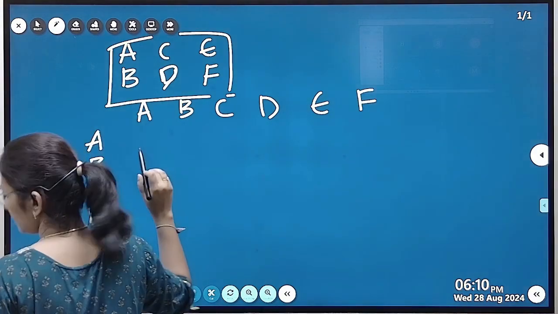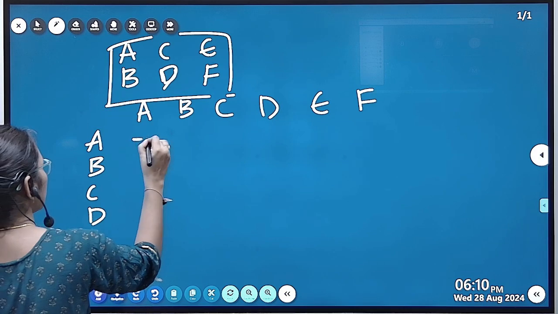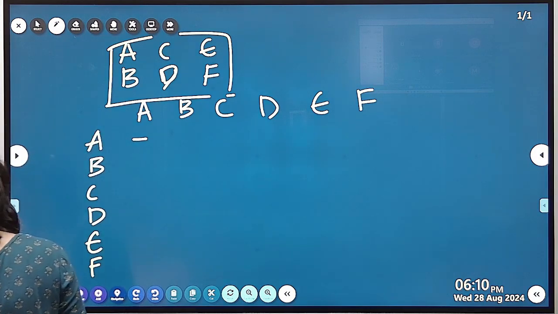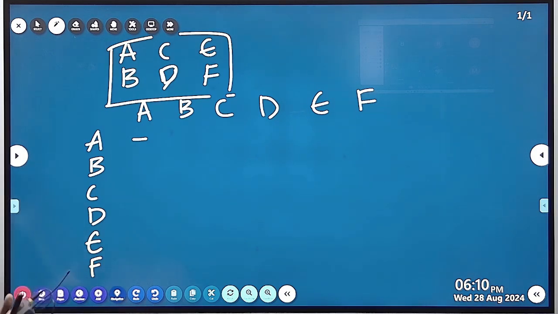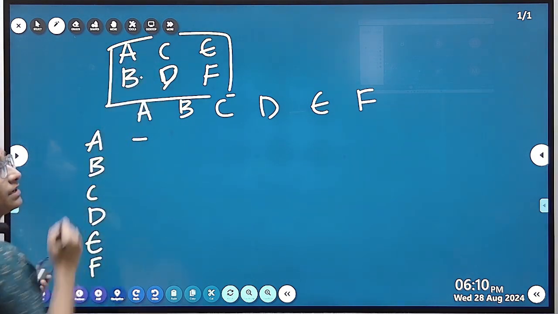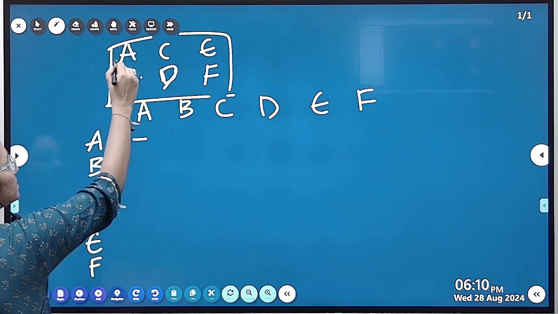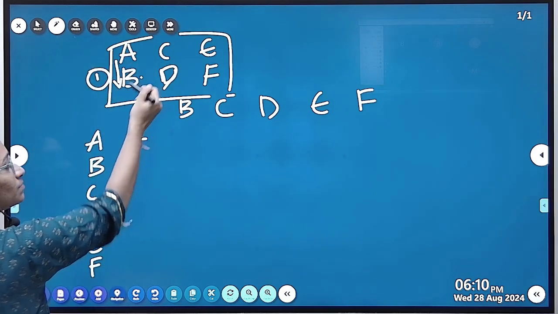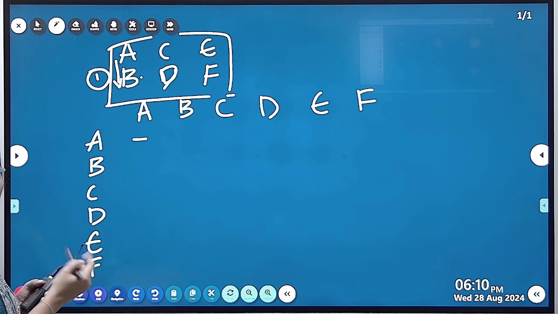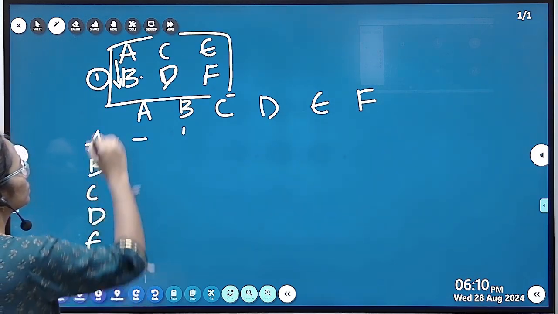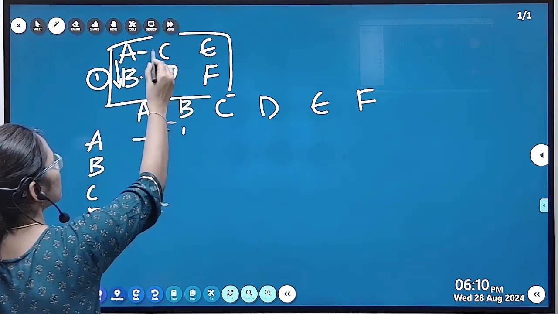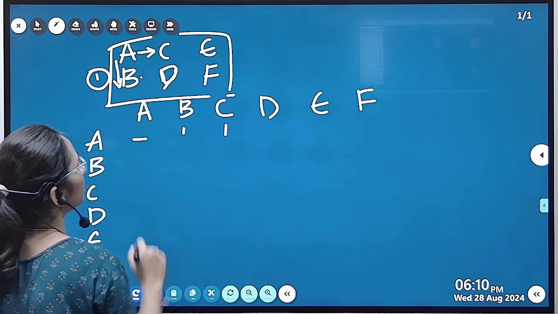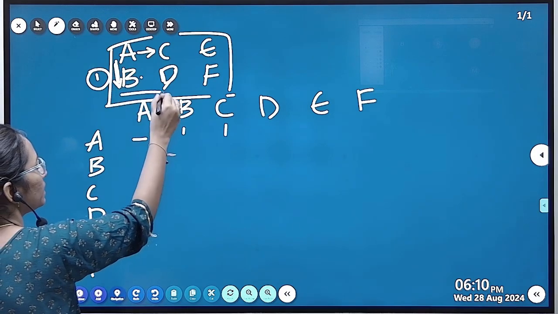So first A, is there anything in A? No. And B, 0. So now we have to do the distance matrix. This is the distance between A and B, which means 1. How many steps does it move forward from A to B? 1 step. So it is 1. Now A to C, 1 step. Next, A to D, A to B and B to D.